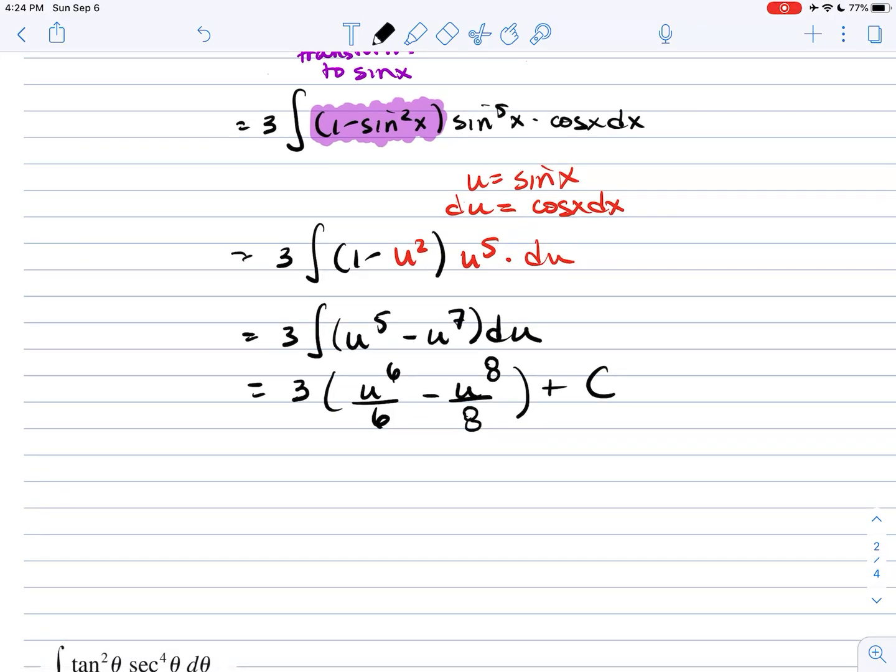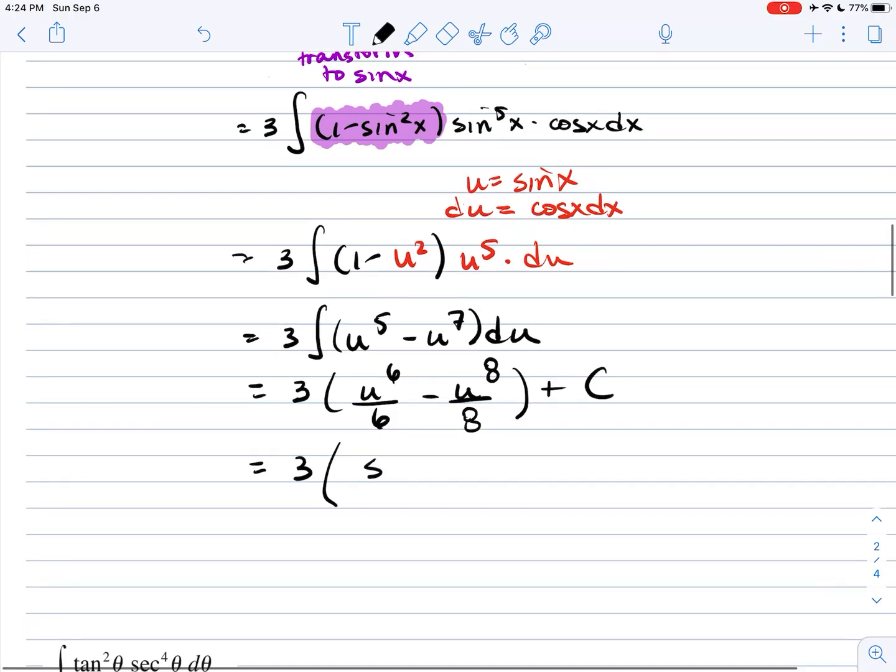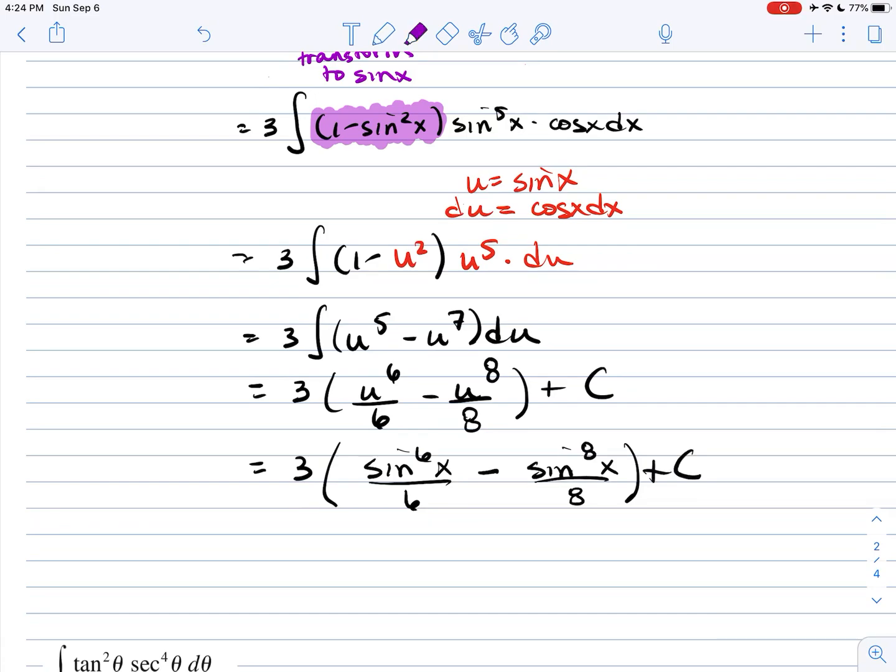And since we started with an integral in x, we want to end with a function in x, and we can say that this is 3 times sine to the 6th power of x over 6 minus sine to the 8th power of x over 8 plus c. And that is our answer.